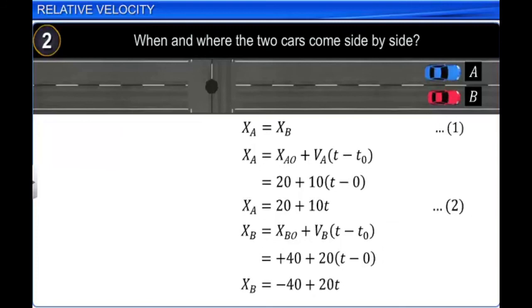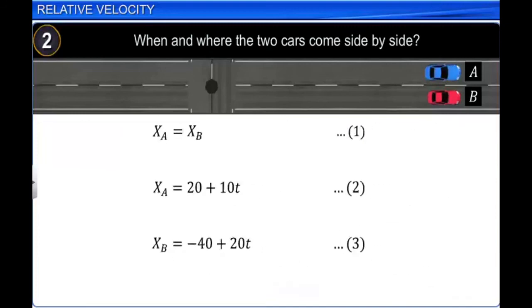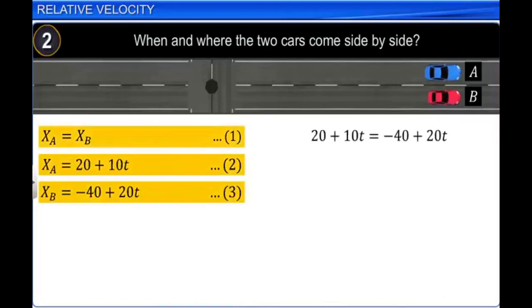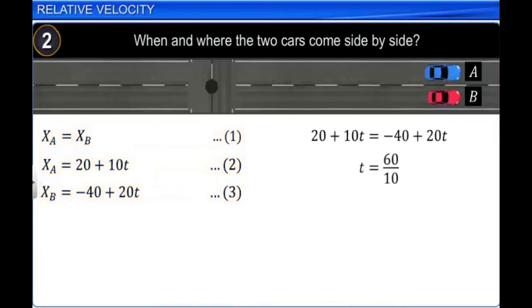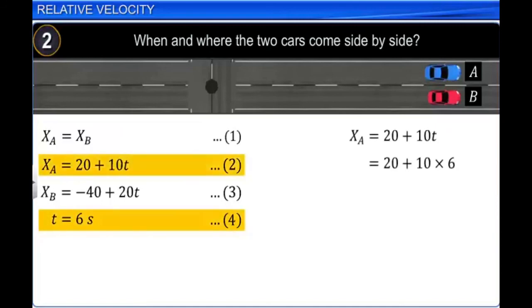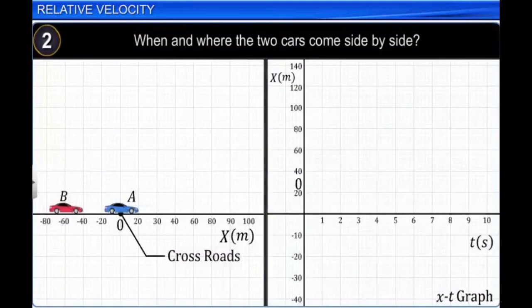Substituting equations 2 and 3 in equation 1. On further simplifying, we get T equal to 6 seconds. This is equation 4. Further substituting equation 4 in equation 2, we get XA equal to 80 meters. The two cars A and B come side by side at 6 seconds when their position coordinate is 80 meters.